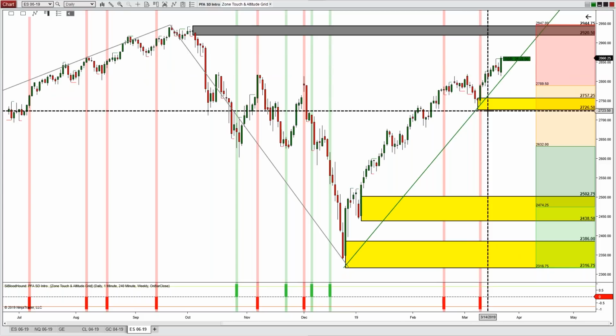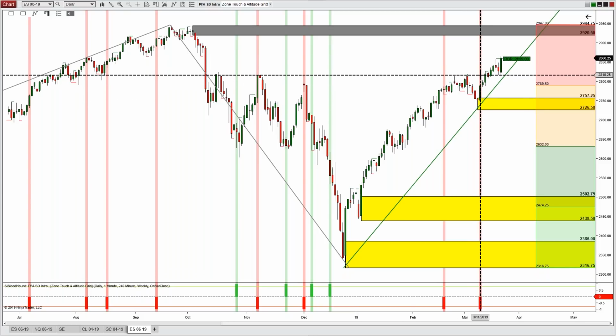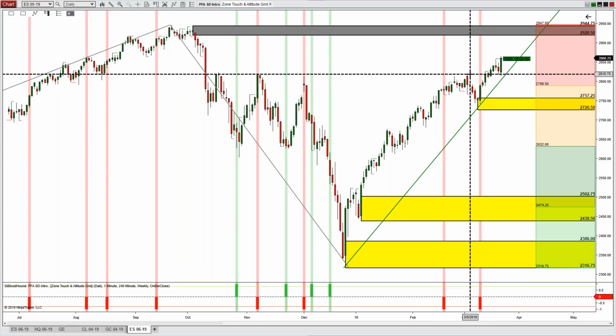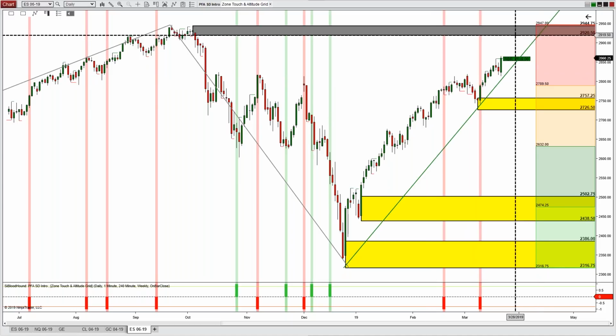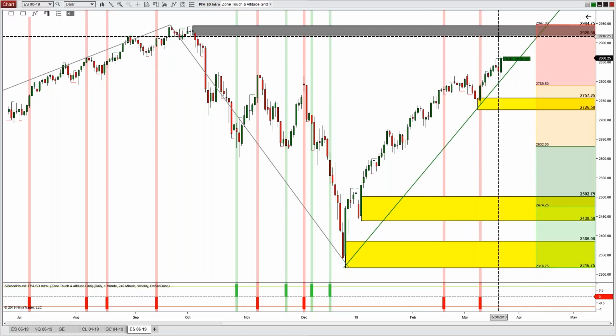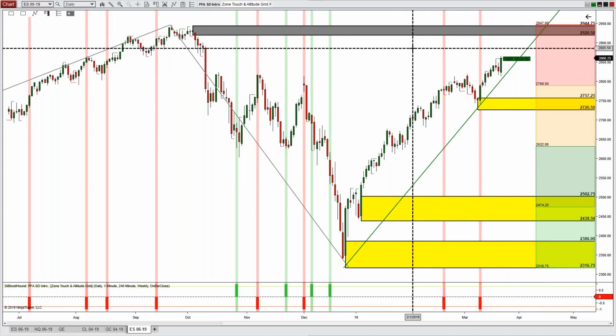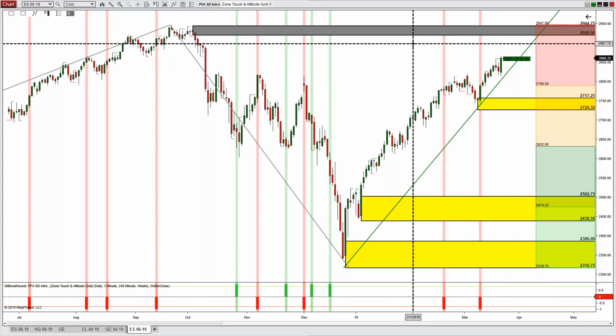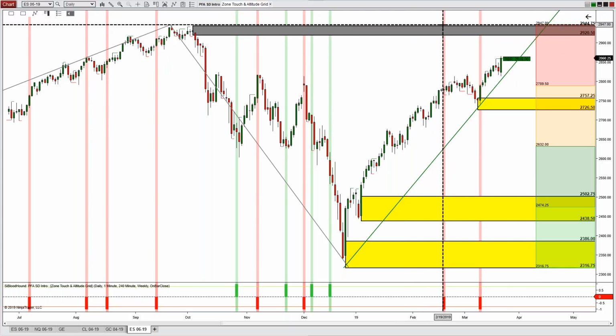And of course, we just completely disregarded this over here, this red area. And our anticipation now is to be aware of that 2,900 area. Okay, this is going to be interesting over the next couple of weeks, but we are very honed in on that.